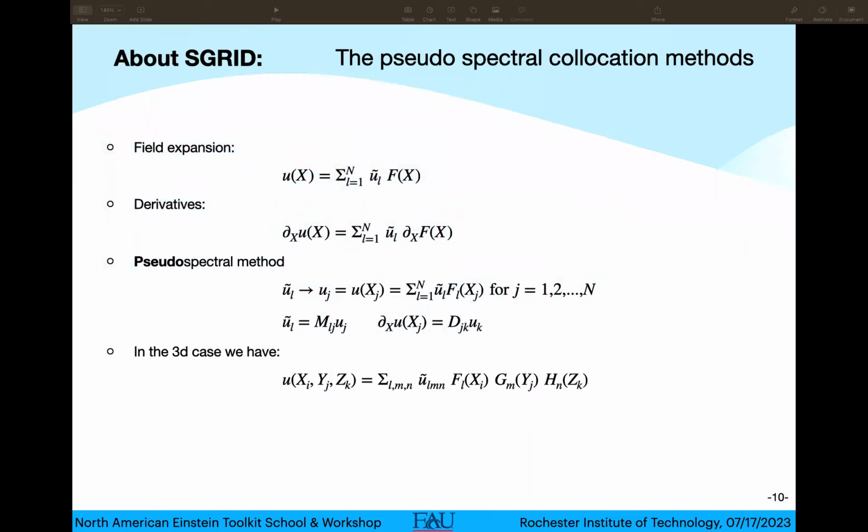Very last comment over here. Here I just provided the description in a 1D case and as we did a 3D case. So there is just a 3D version of the same procedure. The expansion of the field using some coefficient and then basis functions.